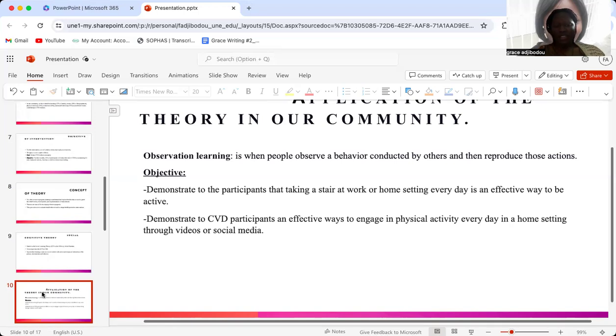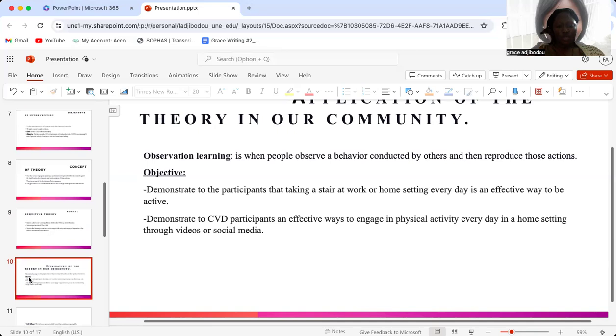Our objective in that case is demonstrating to cardiovascular patients that taking a stay at work or home setting every day is an effective way to be active, or demonstrating that an effective way to engage in physical activity every day in a home setting is through video and social media.